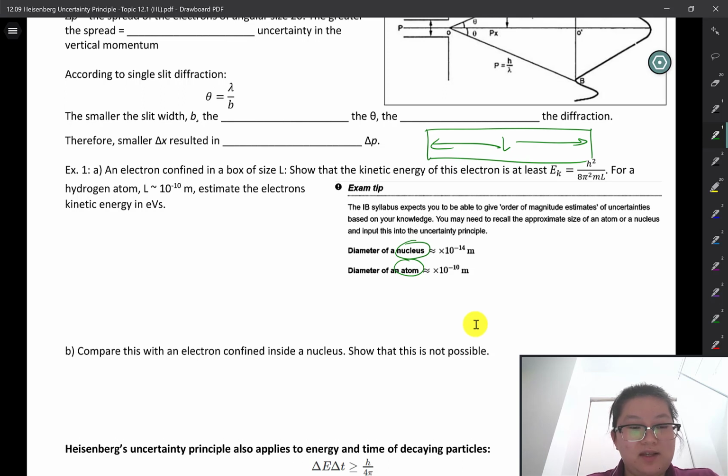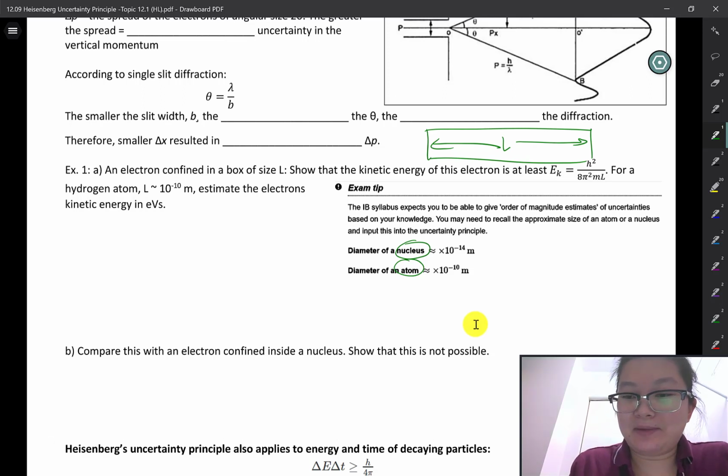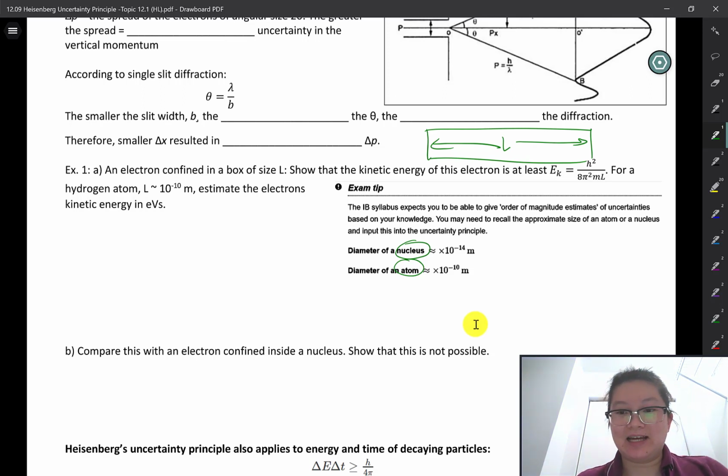So let's begin. Example 1: an electron is confined in a box of size L. We want to show that the kinetic energy of this electron is at least Ek equal to this expression over here, in which h is Planck's constant, m is the mass of the electron, and L is the size of the box. And for a hydrogen atom, we're going to use roughly that.